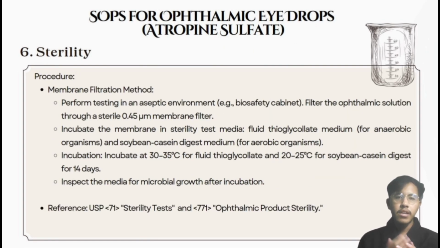The sterility test ensures the product is free from microbial contamination. Using the membrane filtration method, the solution is filtered through a sterile 0.45 micron membrane in an aseptic environment. The membrane is incubated in fluid thioglycolate medium, which is around 30 to 35 degrees Celsius, and soybean casein digest medium, which is around 20 to 25 degrees Celsius, for 14 days. Microbial growth indicates a failed batch. This test follows USP 71 for sterility testing.